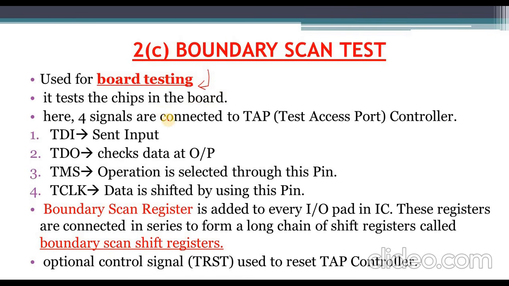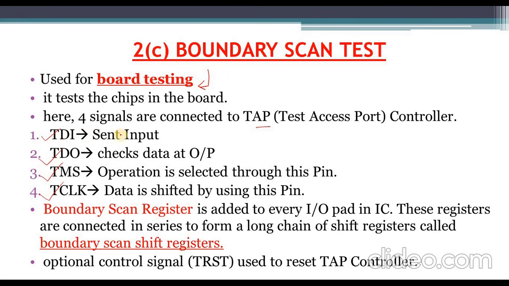Mainly we are having 4 signals. Here the 4 signals are connected to the TAP controller. TAP means test access port controller. Mainly we are having the 4 signals which are directly connected to the TAP controller. The 4 signals are the test data input, test data output, test mode select and the test clock. So TDI, TDO, TMS and TCLK.